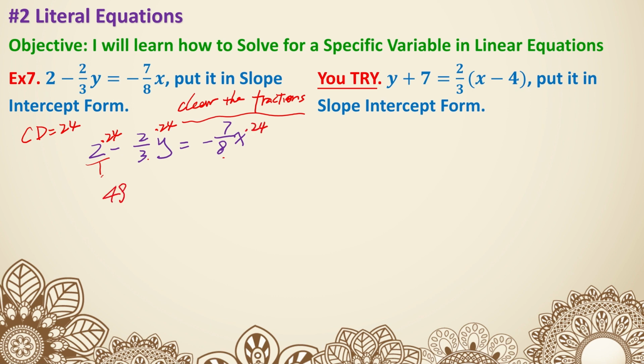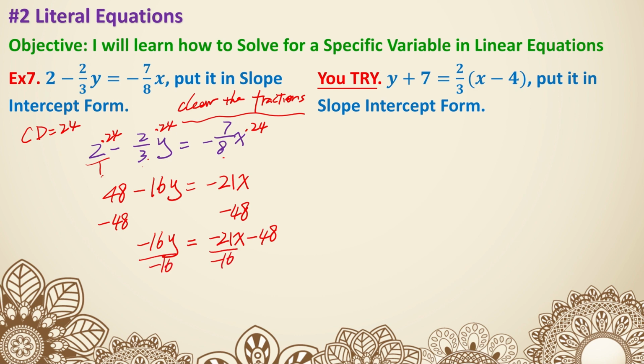2 times 24 is 48. Negative 2/3 times 24 is negative 16y. And then negative 7/8 times 24 is negative 21x. I'm going to keep solving, so subtract 48 on both sides. We get negative 16y equals negative 21x minus 48. Then we need to get rid of the negative 16, so we're dividing everything by negative 16, again separately.